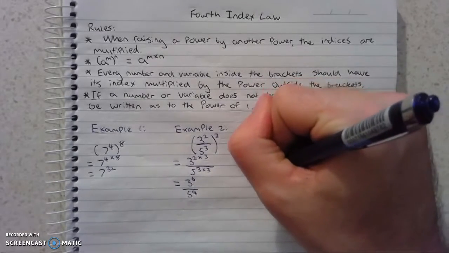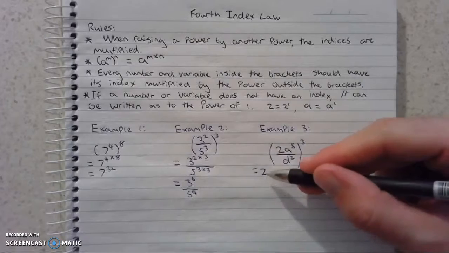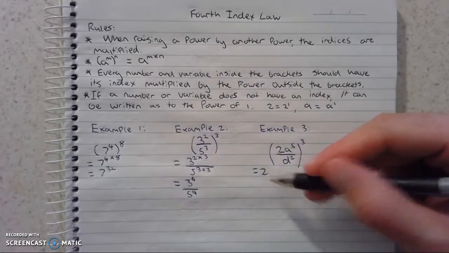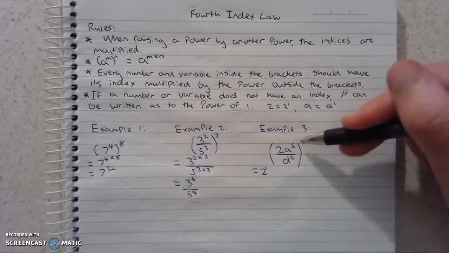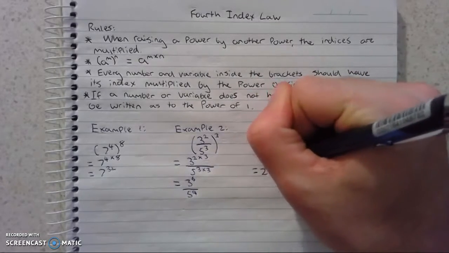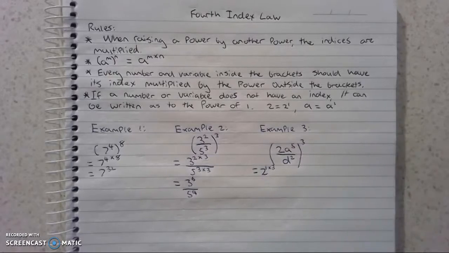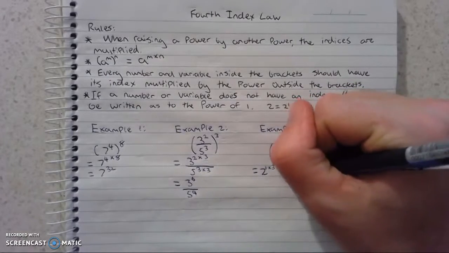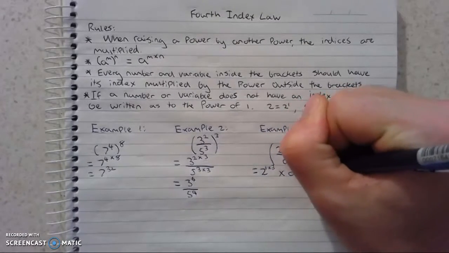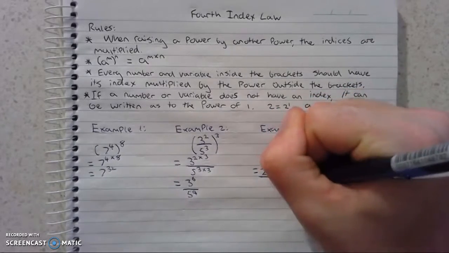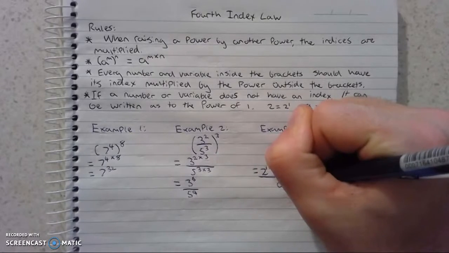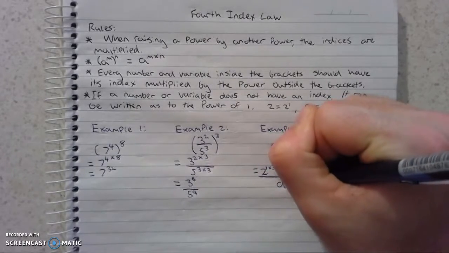So that can be written as 2, and we know that if it has a normal number there without an index, it has an index of 1. So 2 to the index of 1 times 3, times a to the index of 5 times 3, all over d to the index of 2 times 3.